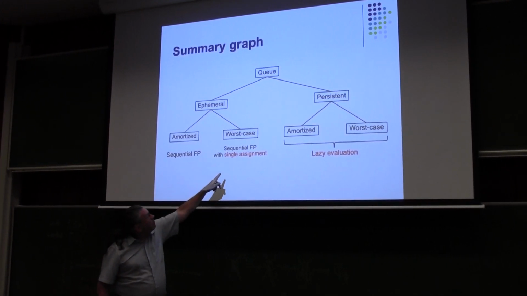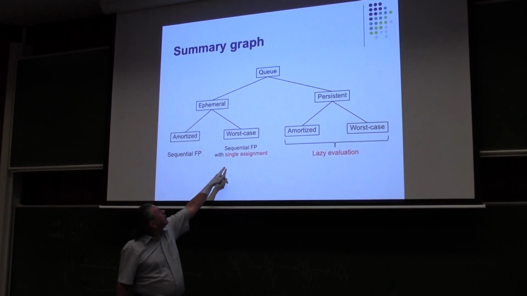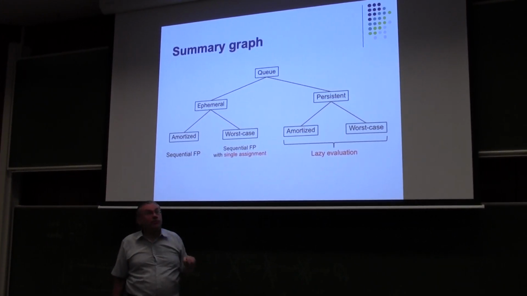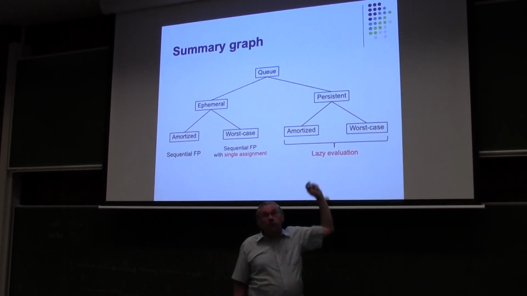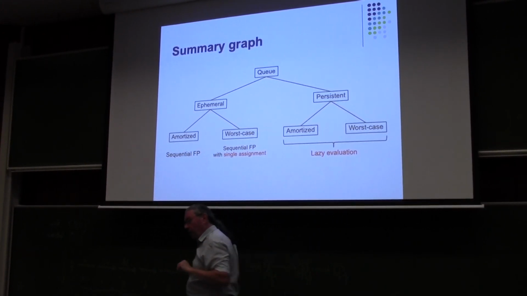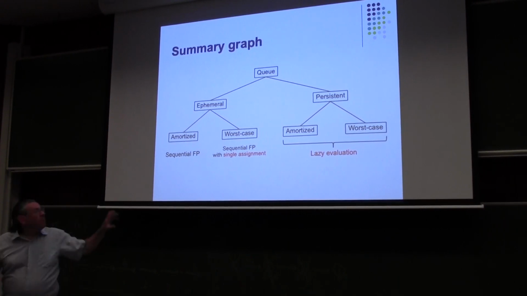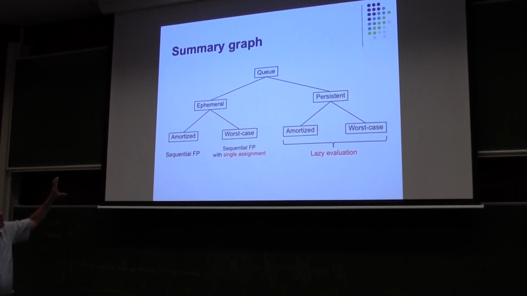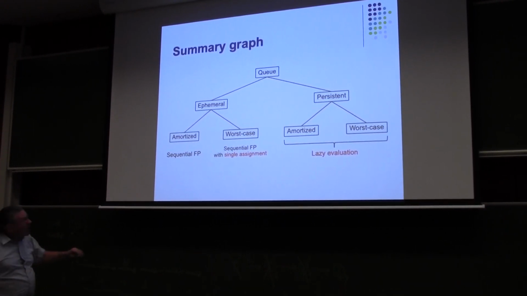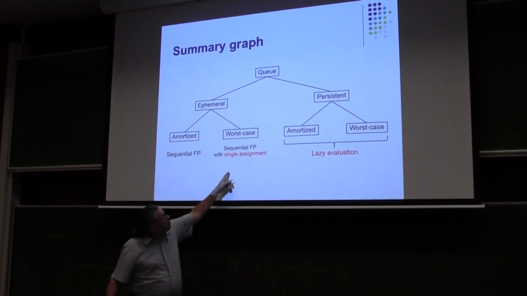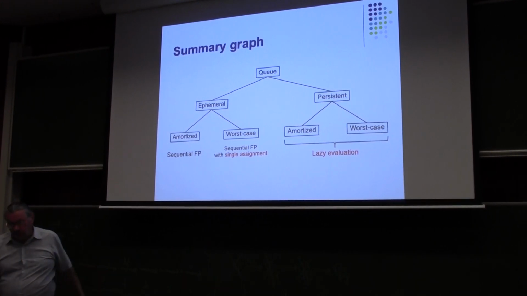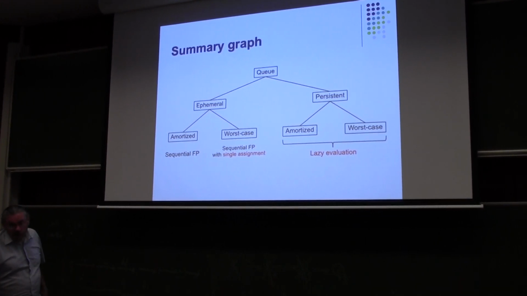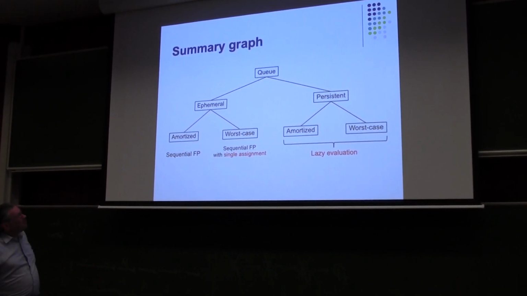If I add single assignment variables, like the dataflow variables, I can get a worst case ephemeral, which is good. And if I want to make it persistent, I will be using lazy evaluation. So this is a good diagram to keep in your head. You can see how the more powerful paradigms let you do better, smarter algorithms. So that's how we're going to organize things.